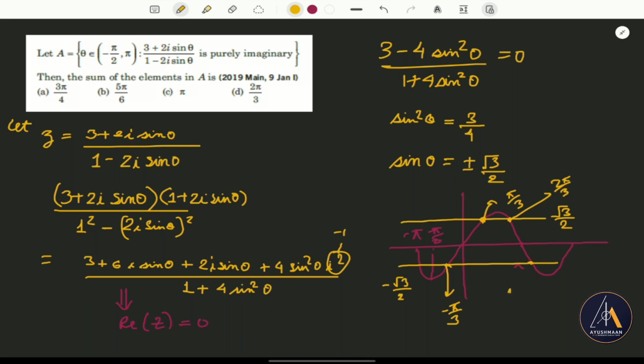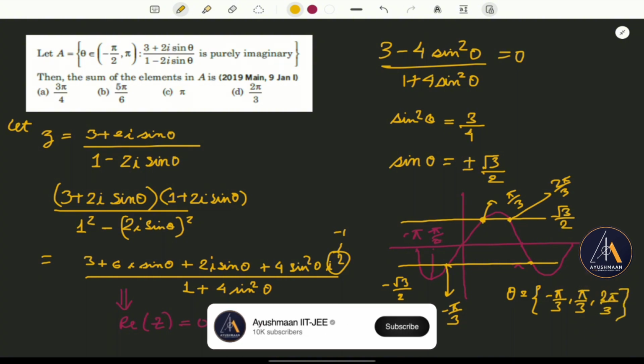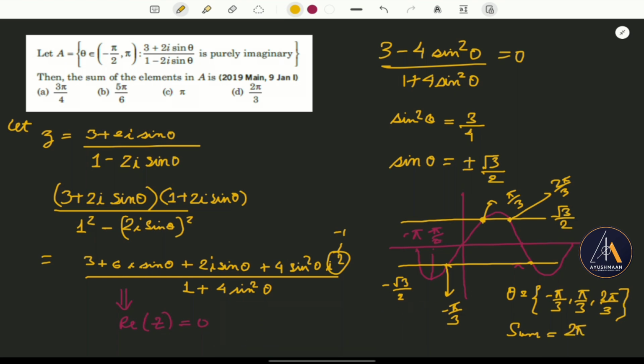So the solutions of theta are minus pi by 3, pi by 3 and 2 pi by 3. So summation will be 2 pi by 3. So option D is the correct answer.